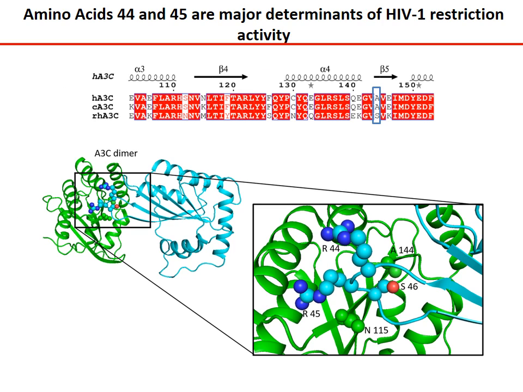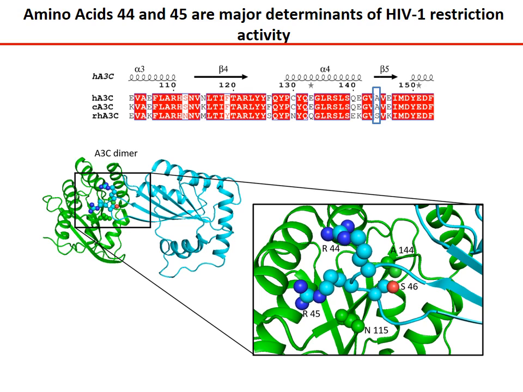Although changing amino acid 44 and 45 to arginines in rhesus A3C increased its restrictive activity against HIV, it was still not as active as human A3C S188I, so we generated a model of an A3C dimer. From this model, we hypothesized that serine at position 144 creates a repulsive force for serine at amino acid 46 that can destabilize the dimer. Interestingly, both human and chimpanzee A3C have alanine at position 144.